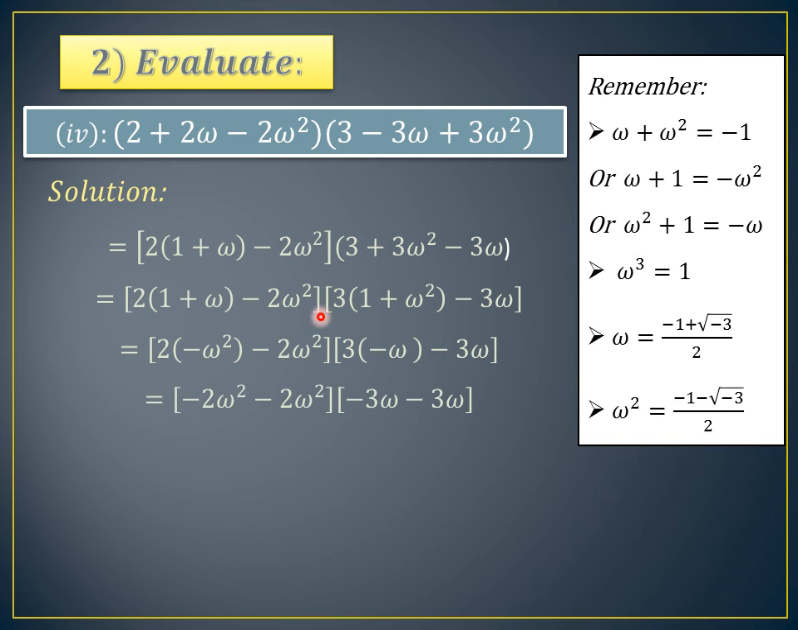Multiplying the brackets, 2 will be multiplied with minus omega square, so plus minus will become minus 2 omega square. This minus 2 omega square will remain the same. Again here multiplying the brackets, it becomes minus 3 omega and minus 3 omega remains the same.